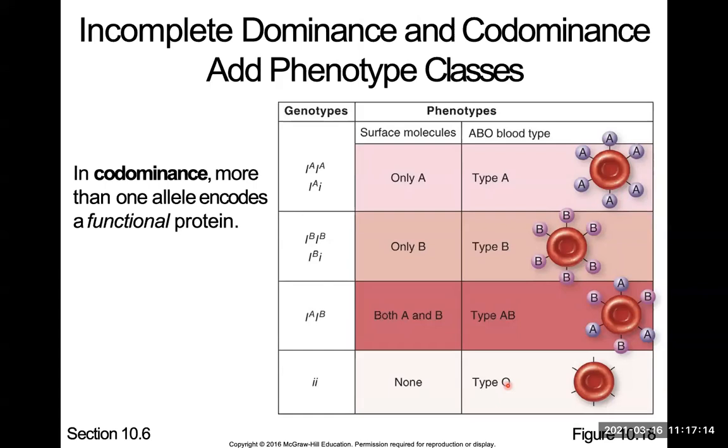So hopefully you guys know your blood type. Do you guys know what happens when a person with type A blood receives type B blood?